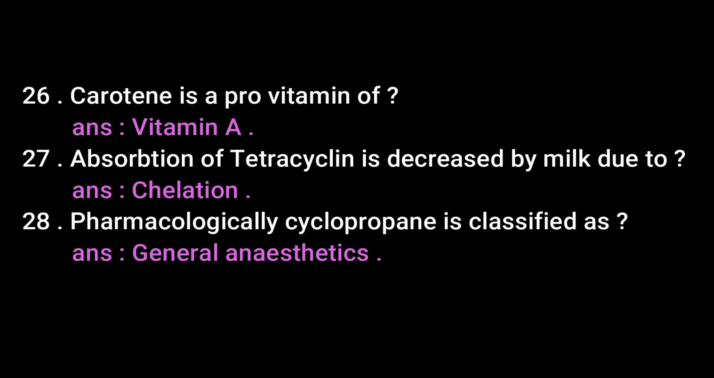(26) Carotene is a provitamin of vitamin A. The most common type of provitamin A is beta-carotene. And of course, vitamin A is a fat-soluble vitamin and is also called anti-ophthalmic vitamin.